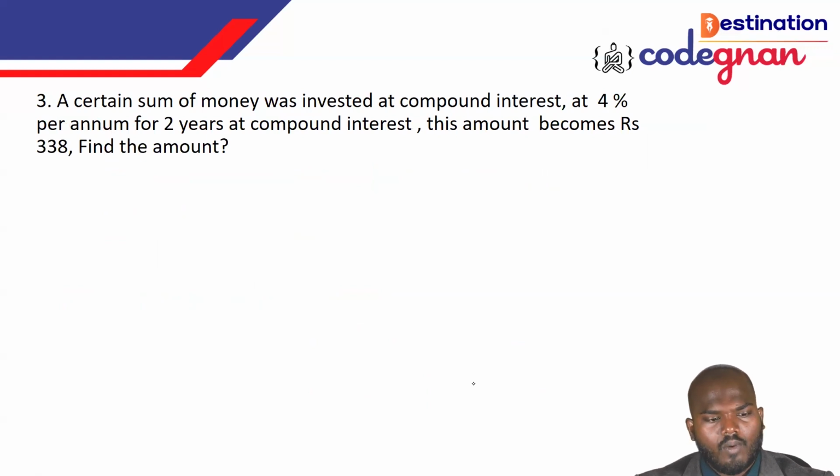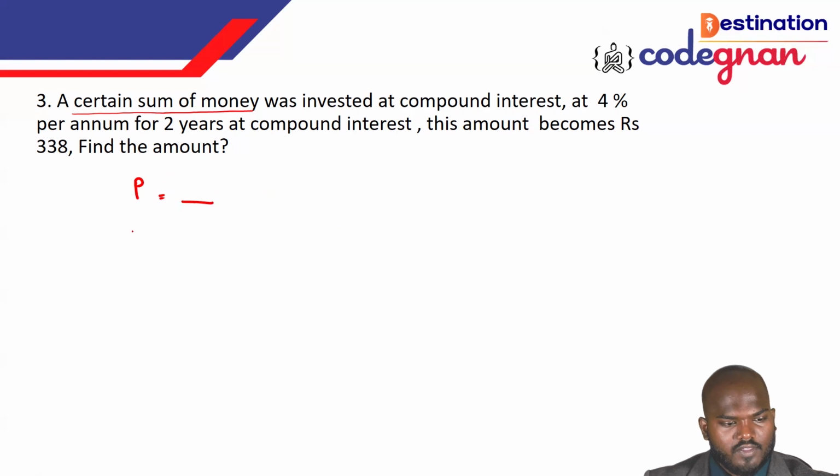A certain sum of money was invested at compound interest at 4% per annum for 2 years, and the amount becomes rupees 338. So what are they asking here? Same formula. They didn't give anything for the principal: the words "certain sum of money" mean that is the principal. The rate of interest they are giving here as 4%, and the time is 2 years. They have also given the amount here, that is 338.